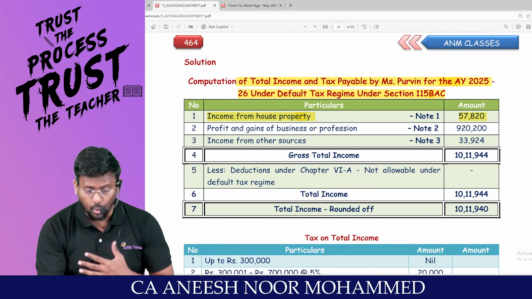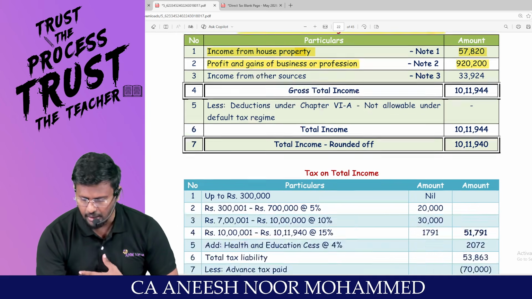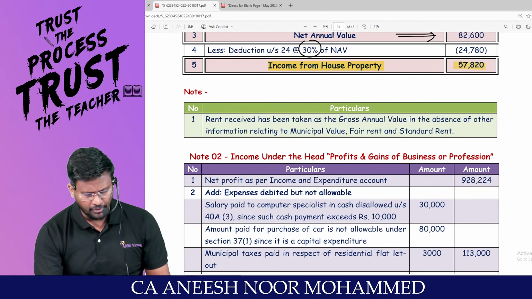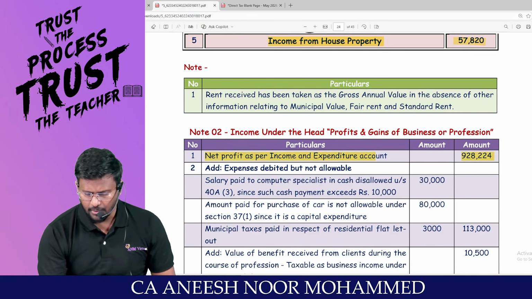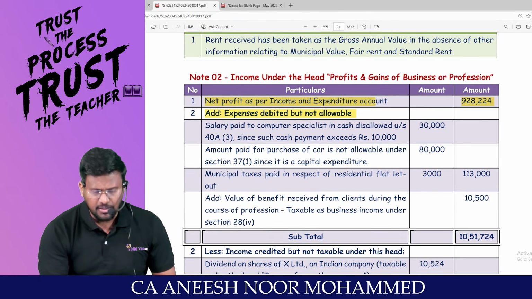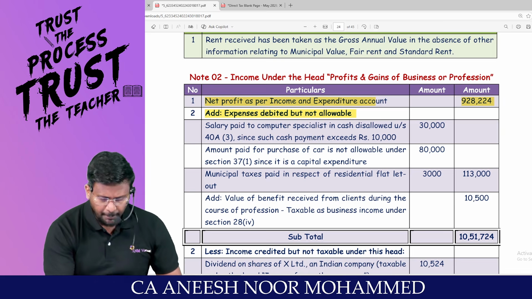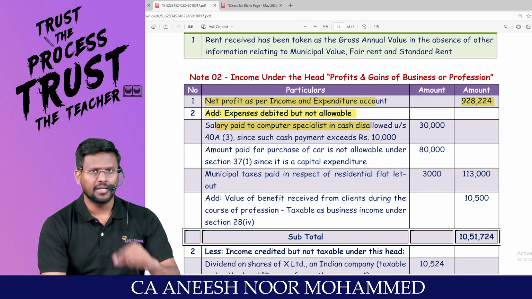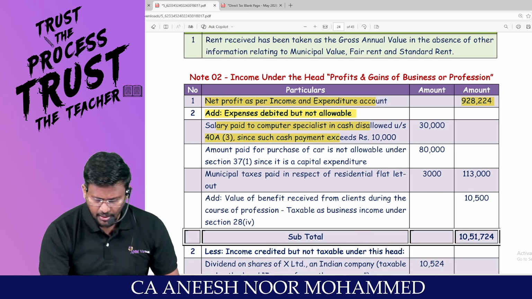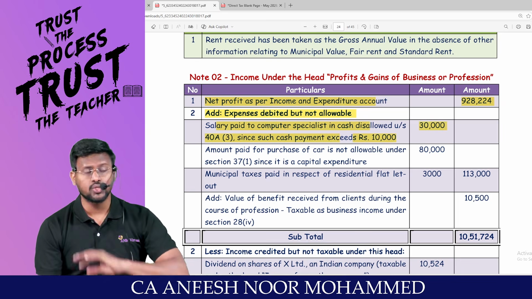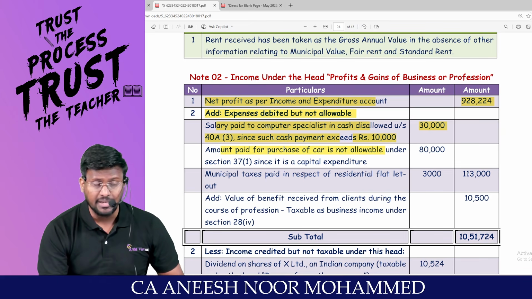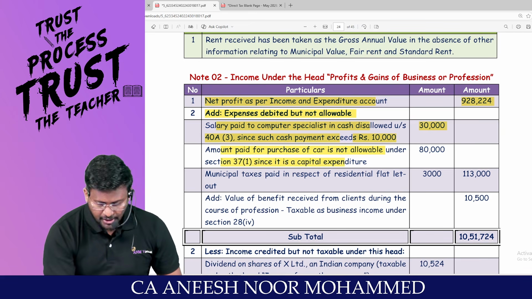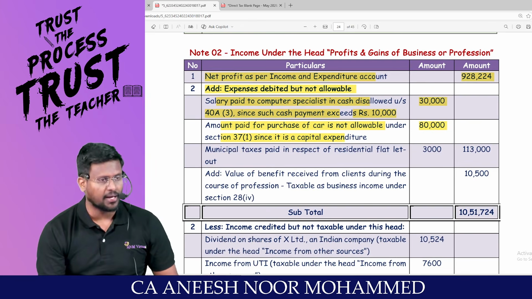The real hero we are coming, PGBP, my dear lovable students. Start with net profit. Is net profit having impurity? Yes, sir. Add expense debited but not allowable. Salary paid to computer specialist in cash in a single day, single payment exceeding 10,000. That 30,000 should be added back. Amount paid for purchase of car. It is a what expenditure? Capital expenditure. 80,000 should be added back.